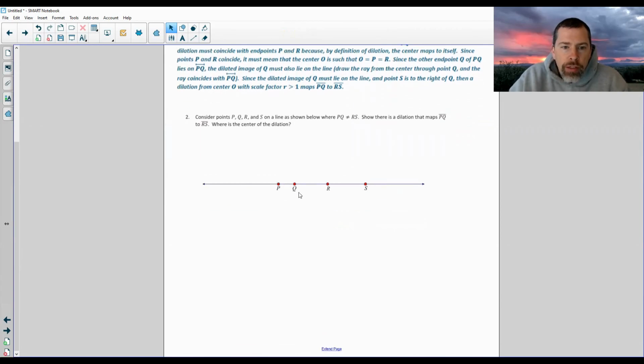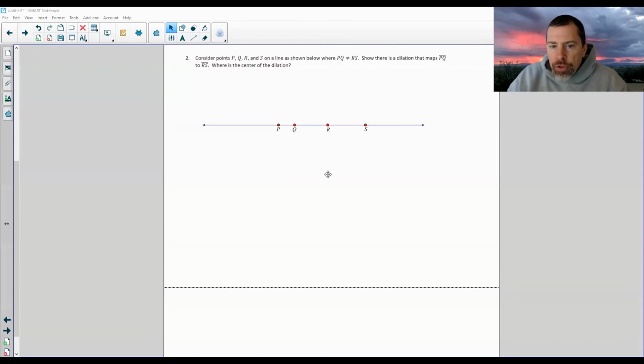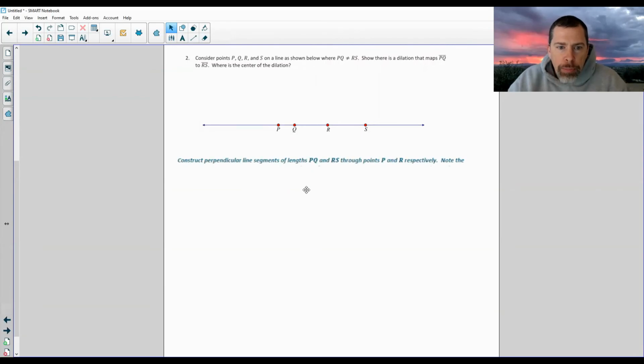Okay, number 2. Consider points P, Q, R, and S all on the same line. They're collinear. PQ does not equal RS. It's shorter. You can tell by looking at it. Show there is a dilation that maps PQ to RS. Where is the center of the dilation? Okay, so where's the center of dilation? Well, here's what we're going to do. We're going to construct perpendicular line segments of length PQ and RS through points P and R, respectively.